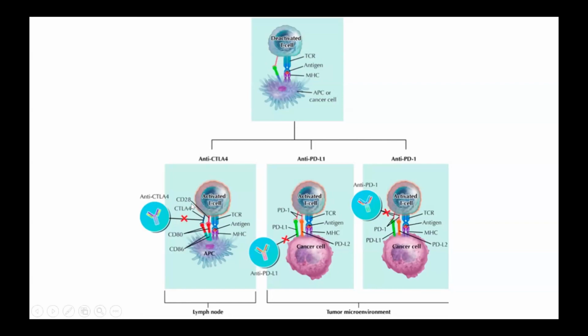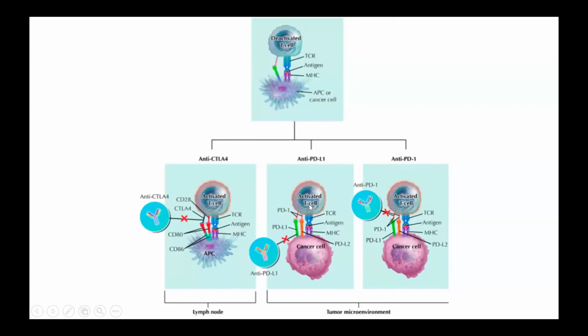The problem is not only can CD28 bind CD80 and 86, you can also have CTLA4 bind. And if that happens, it leads to Treg formation. And so by blocking the CTLA4 protein on the T cell surface, it allows for continued CD28 activation and T cell activation. Same thing in the tumor bed, as I mentioned before.